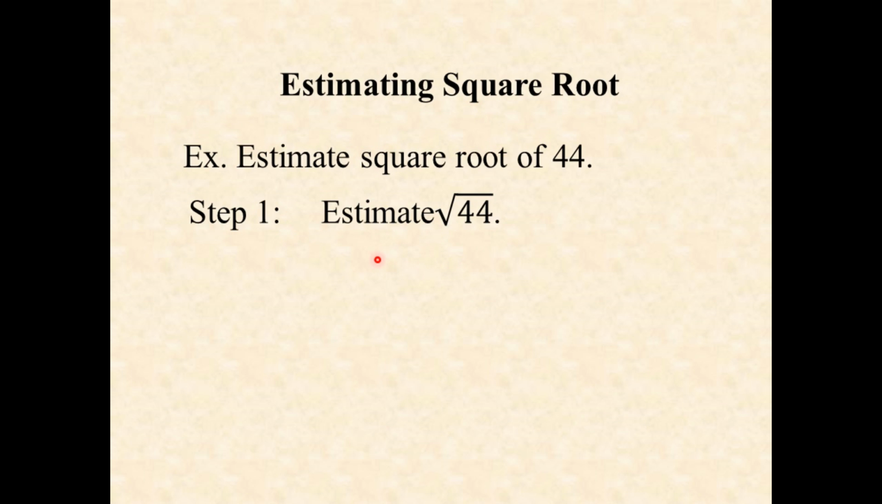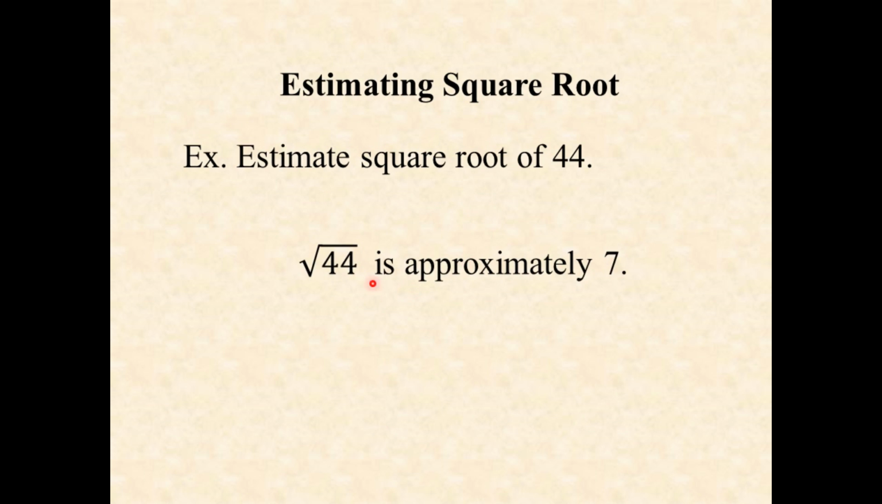By estimating, we need to figure out a perfect square number closest to 44 and greater than 44, and that is 49. If we extract the square root of 49, this is the result after approximation from step 1. The square root of 49 is equal to 7. Meaning the square root of 44 is approximately 7. Right?